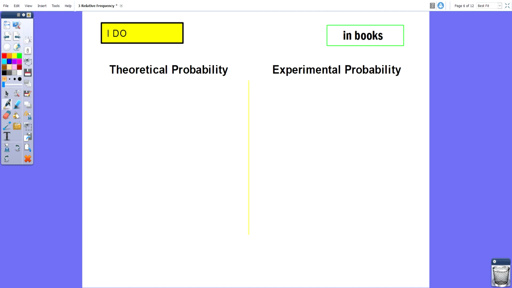So what I want you to do on your piece of paper is to split the paper in half and head each half of it with theoretical probability and experimental probability, and we're going to look at the fundamental differences between these two types of probability. So theoretical probability is the probability you expect.